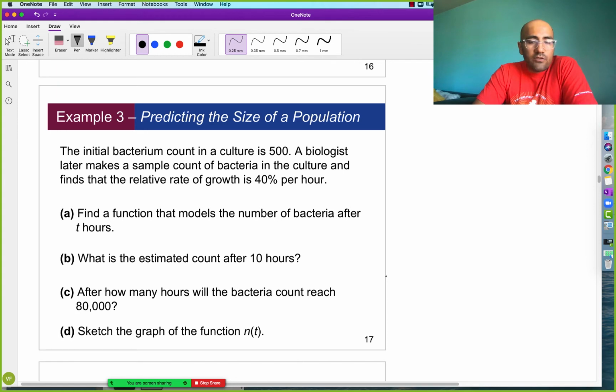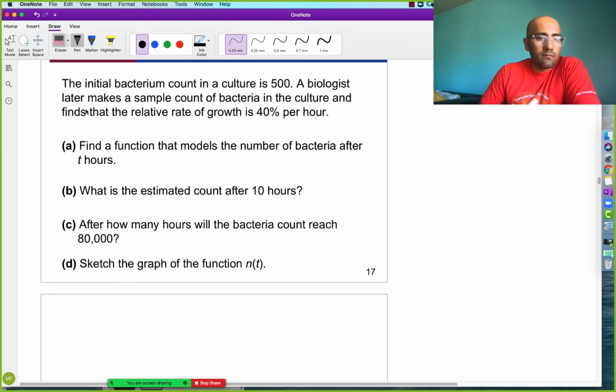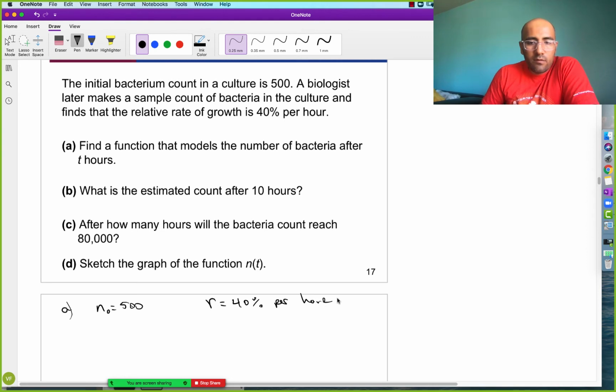In terms of money, rates are usually given in terms of years. But in this case, they're giving it to you as percent per hour. So N naught is the initial amount, which was 500, and r is given as 40% per hour. So we're going to rewrite this as 0.40 per hour.